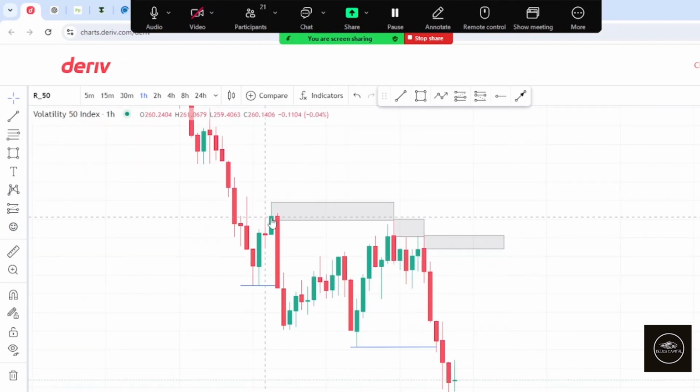Can you see this zone? I broke structure to the demand to the downside. That's a break of structure. This is a break of structure. Retracement, another break of structure. How did I get this zone?